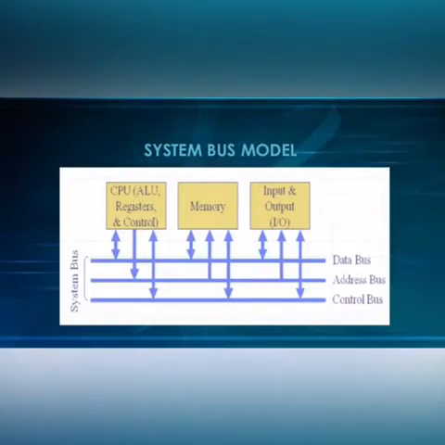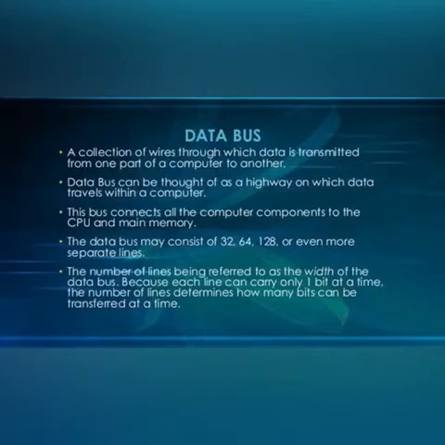Now look at the picture over here to get a clearer idea in your mind of how the system bus module looks. So first we have the data bus. The data bus is a collection of wires through which data is transmitted from one part of a computer to another. The data bus can be thought of as a highway on which data travels within a computer. This bus connects all the computer components to the CPU and the main memory.